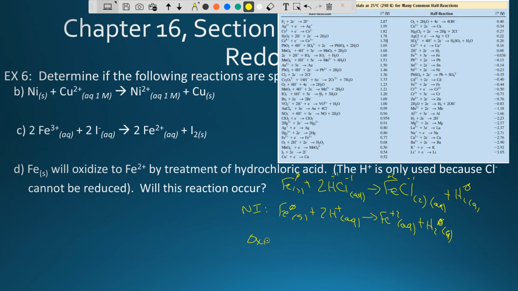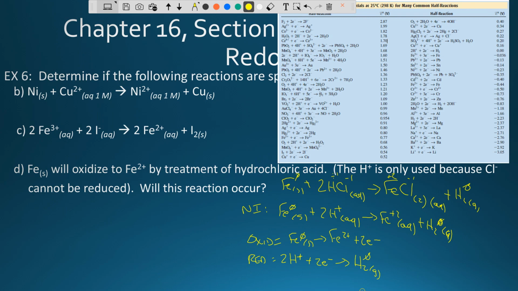So let's take a look. Who's getting oxidized? The iron is getting oxidized. And the reason it's getting oxidized is because it's going from a 0 to a 2 plus, and so I get 2 electrons off of there. Who's getting reduced? Well, that's going to end up being my hydrogen. I have 2 hydrogens there, and it's getting reduced because it's forming the hydrogen gas. Okay, so that's a 0.